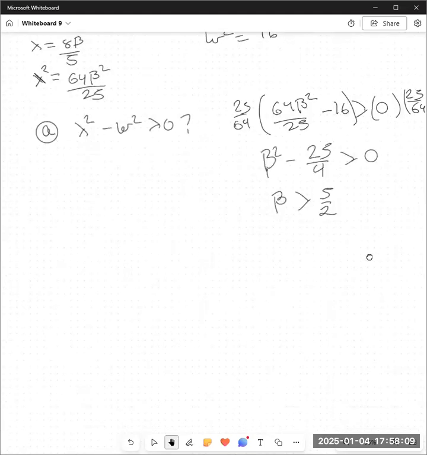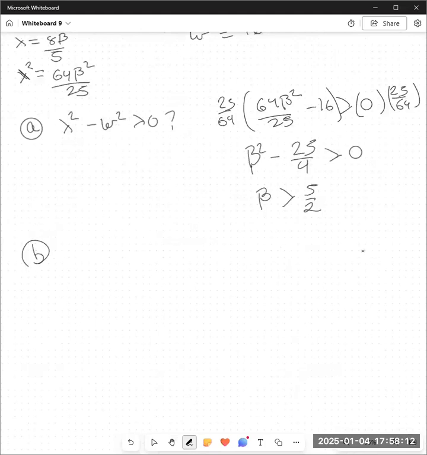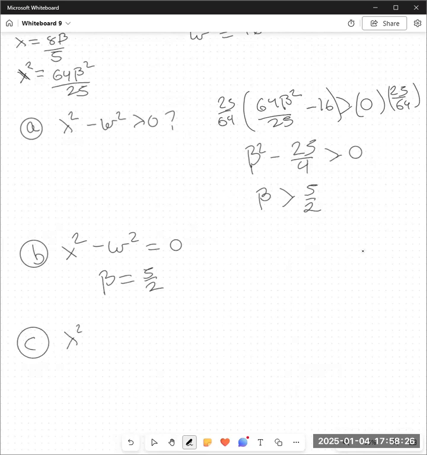And then the 5 halves doesn't change for the rest of these. So next question is, when is it critically damped, which is when is lambda squared minus omega squared equal to 0? Well, that's when beta is going to be equal to 5 halves. And then when is lambda squared minus omega squared going to be less than 0? Remember that beta has to be positive here. So beta has to be between 0 and 5 halves. Less than 5 halves, but bigger than 0.